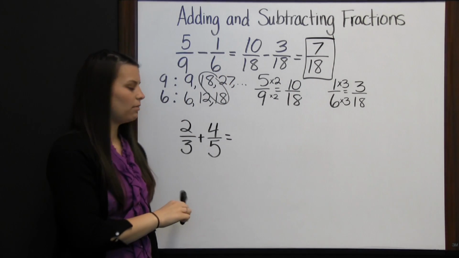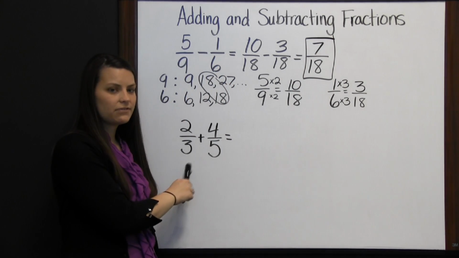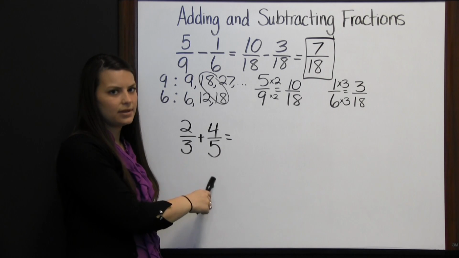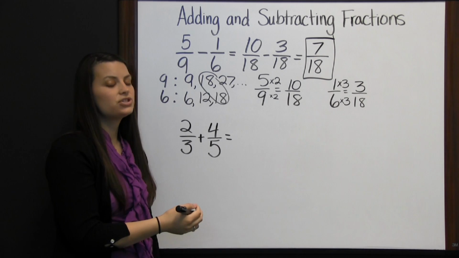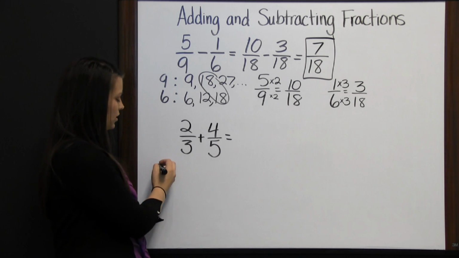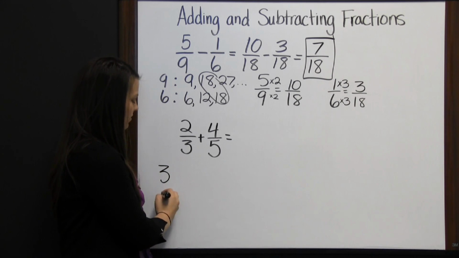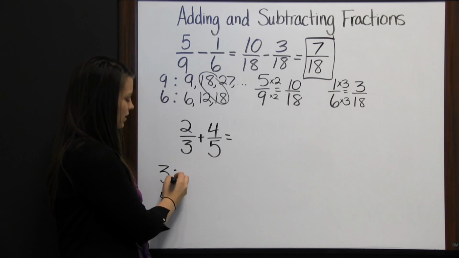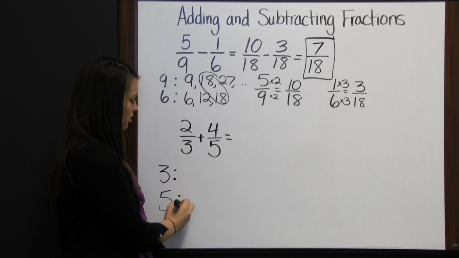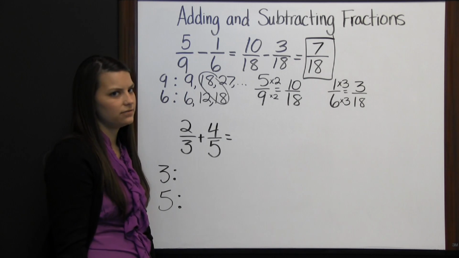Let's look at an addition problem. Again, we've got to see if our denominators are the same, and if they aren't, then we need to change them so that they are. So we're going to find the least common denominator for 3 and 5, which means we're finding the least common multiple for 3 and 5.